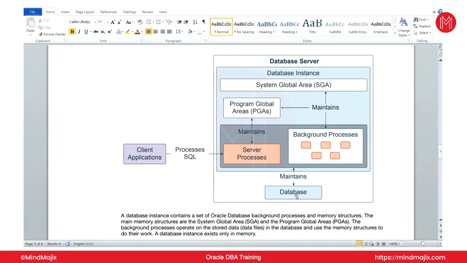Suppose there is some cleanup work. The database has its own cleanup work, and there is another background process which does it for the database. These sorts of work are done by background processes. We are going to talk about the important background processes, what they do and how they do it. For now I have just given a couple of examples of what background processes do.